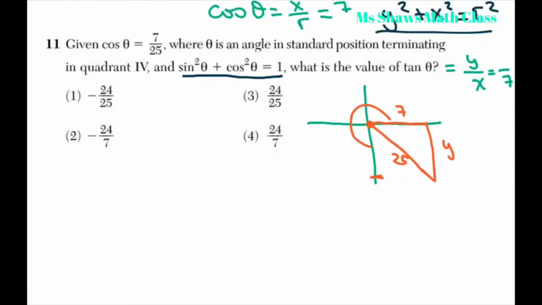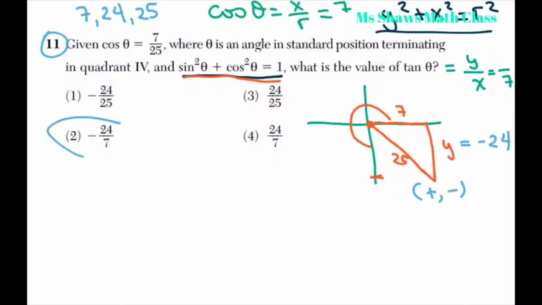Now you can use this, but when you get into trig, you need to know your Pythagorean triples, which are, for 7, it's 7, 24, 25. And so this has to equal negative 24. Negative because we're in quadrant 4. Your x is positive and your y is negative. So the answer is here. Because you need to know your y is going to be negative 24.